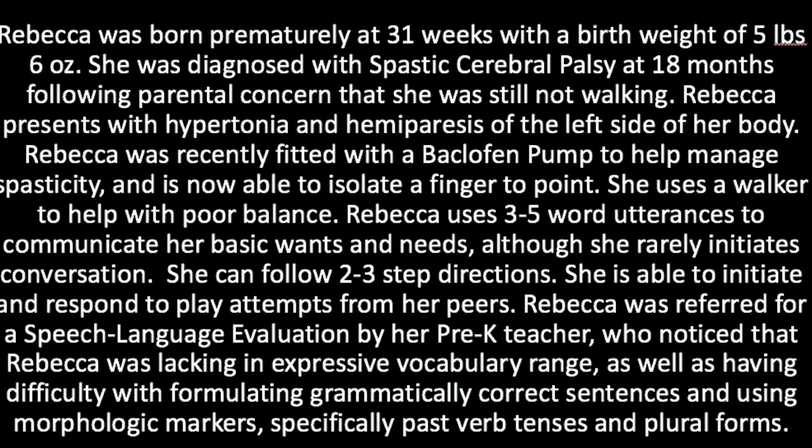Rebecca was born prematurely at 31 weeks with a birth weight of 5 pounds 6 ounces. She was diagnosed with spastic cerebral palsy at 18 months following parental concern that she was still not walking. Rebecca presents with hypertonia and hemiparesis of the left side of her body. Rebecca was recently fitted with a baclofen pump to help manage spasticity and is now able to isolate a finger to point. She uses a walker to help with poor balance.